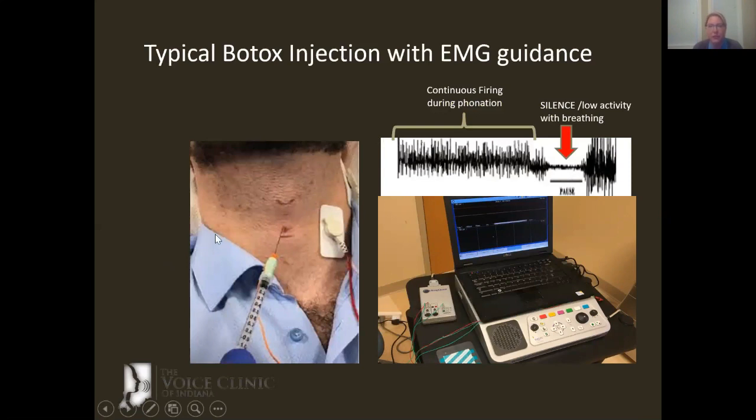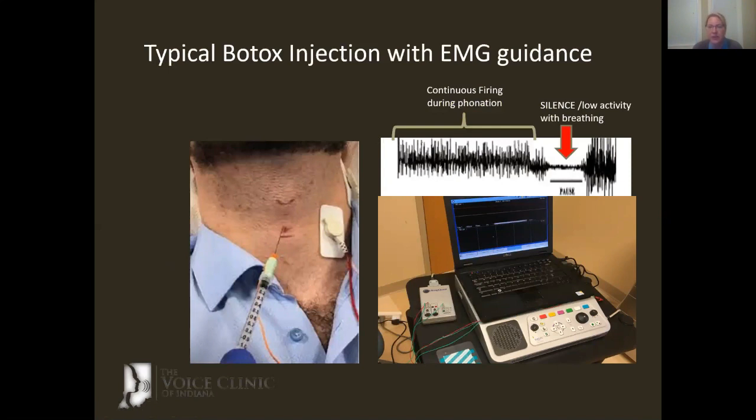And what we're looking for when we do these injections is the firing pattern. So we have the patient either say "E," or sometimes when we get in there, we actually get this burst of insertional activity, so we know right away we're in the right spot. And then we just put our little bit of Botox in there.